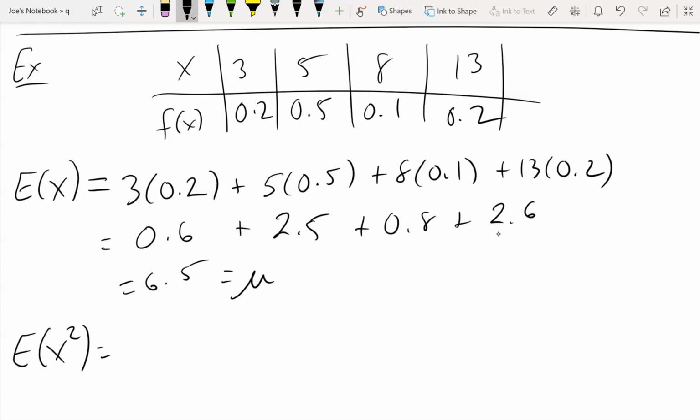The only difference between expected value of x squared and expected value of x, here are our x values, right? The 3, the 5, the 8, and the 13. The only thing that we're going to do is square them. The f of x is your probabilities. It doesn't change.